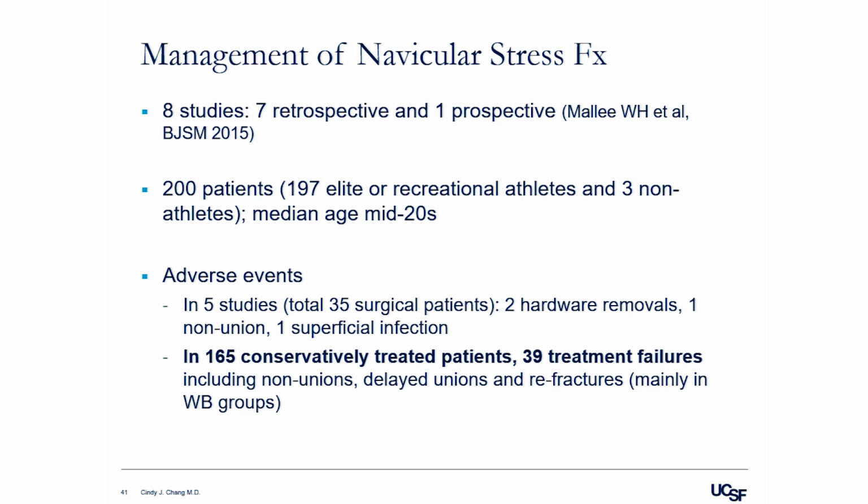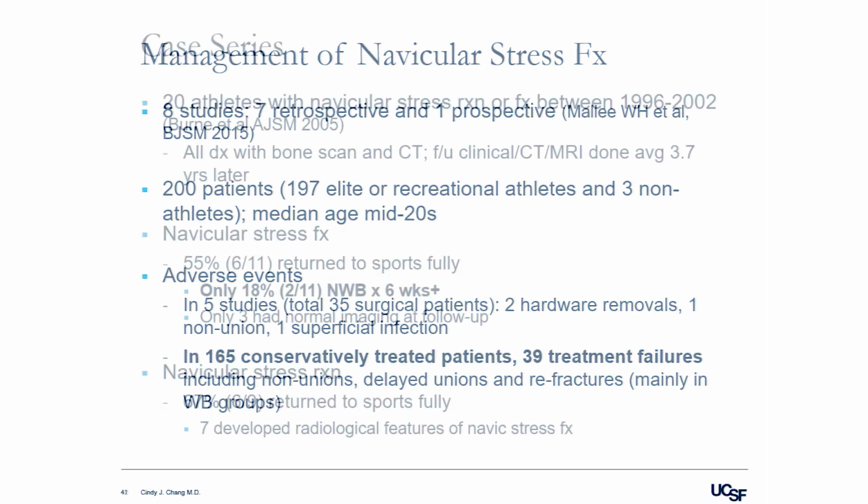And again, here's more studies. Adverse events is why I put this up here, okay? These had more elite recreational athletes involved, median age a little bit younger, mid-20s, and again, looked at a whole 8 studies. So essentially, the adverse events were 5 studies, total 35. There were 2 hardware removals, et cetera. And those who were conservatively treated, 39 treatment failures, okay? So again, they were comparing surgery, no surgery.